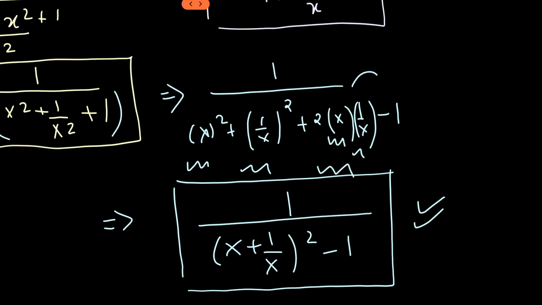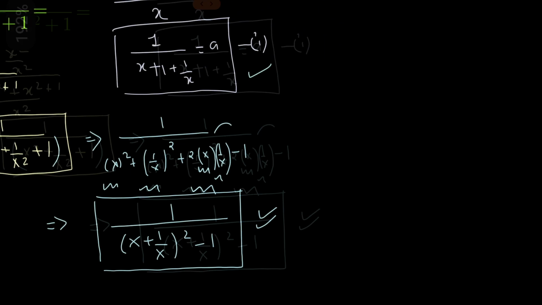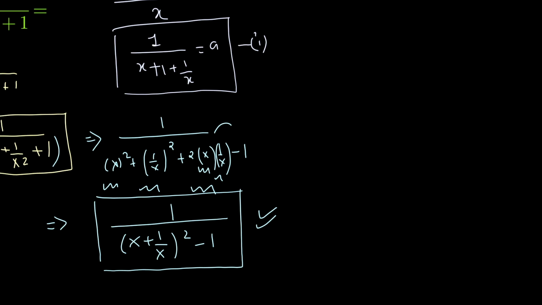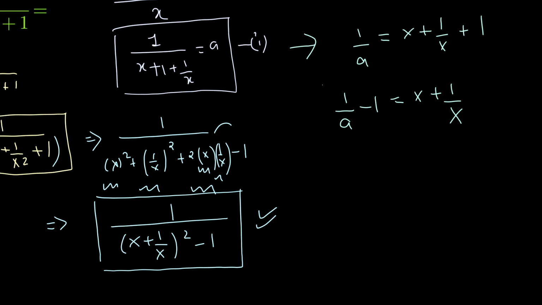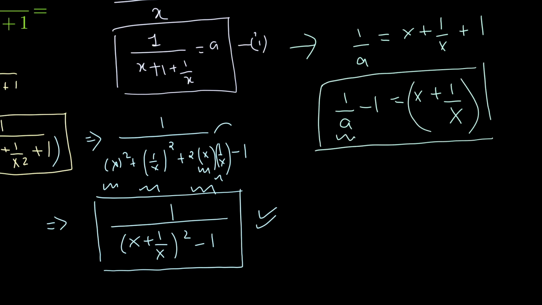Now recall the first equation that we got because of the modification, that is 1 upon x plus 1 upon x equals to a. So in this equation I will simply do the cross multiplication. So I will get 1 upon a equals to x plus 1 upon x plus 1. Now I will add negative 1 on both sides, hence this equation will look like 1 upon a minus 1 equals to x plus 1 upon x.